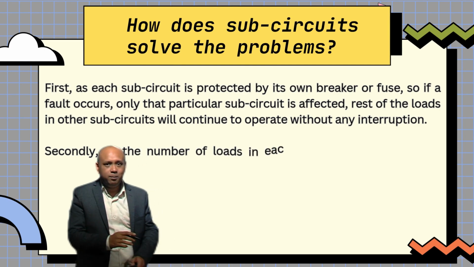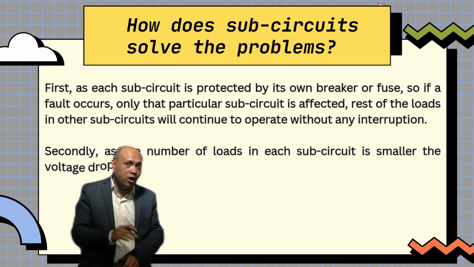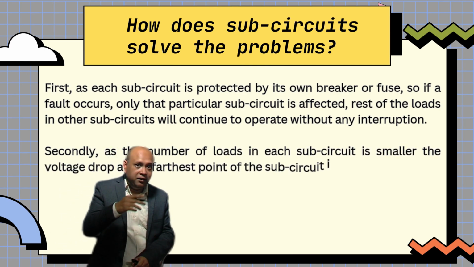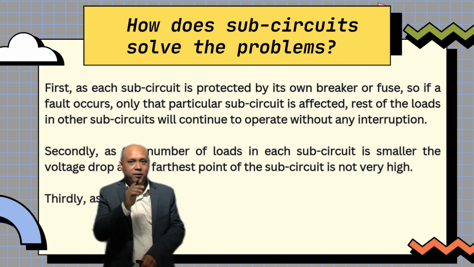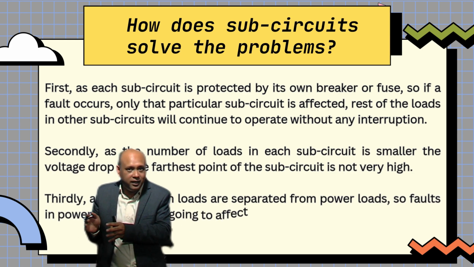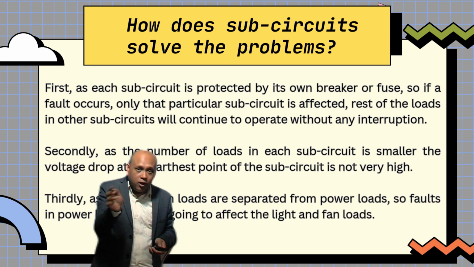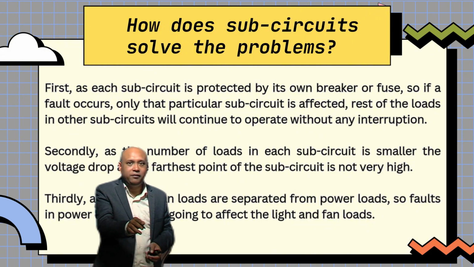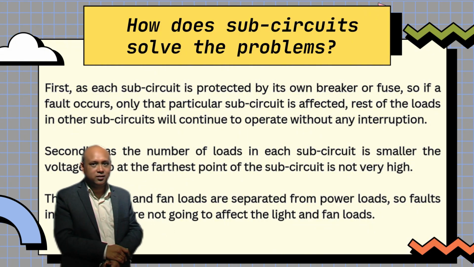Secondly, as the number of loads in each sub-circuit is smaller, the voltage drop at the furthest point now will not be very high. Thirdly, as light and fan loads are separated from power loads, faults in power loads are not going to affect the light and fan loads.